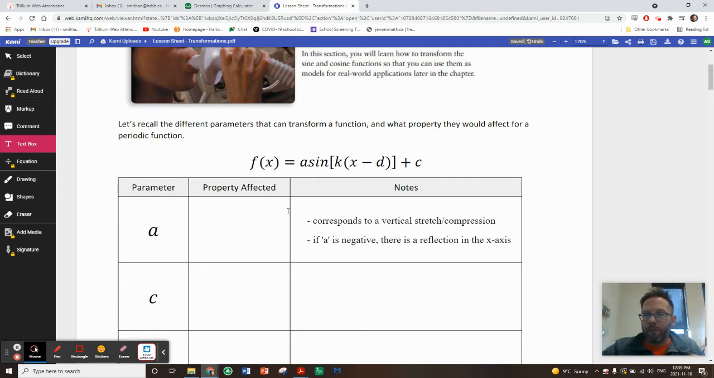All right, and of course, what property is affected when we stretch or compress a periodic function? It is the amplitude that is affected, the amplitude.